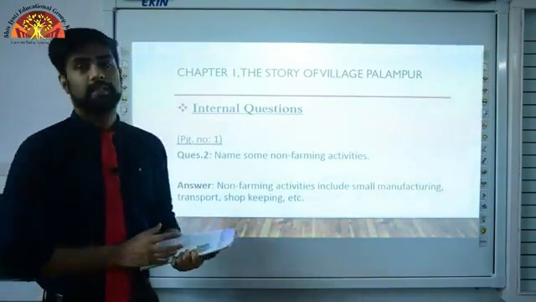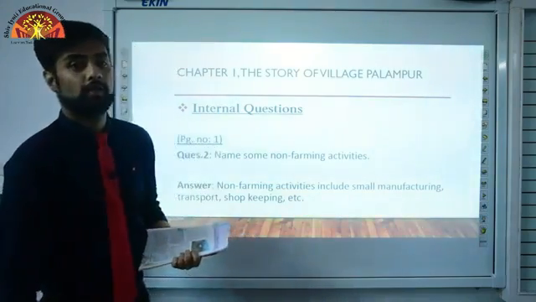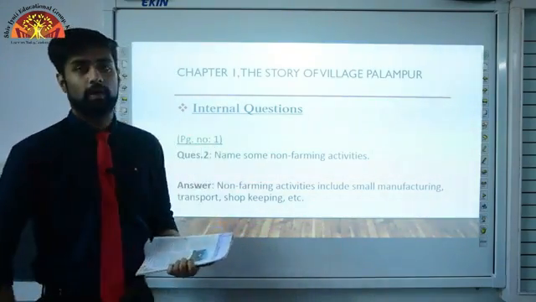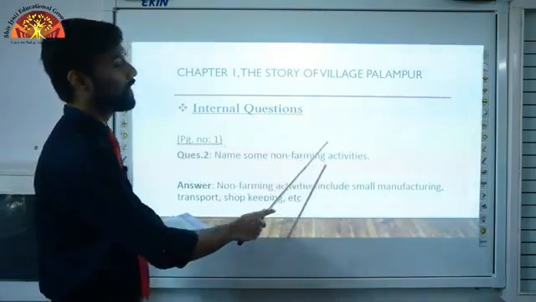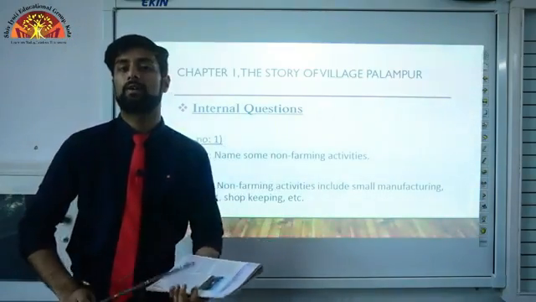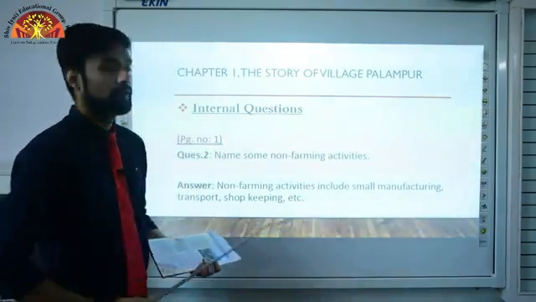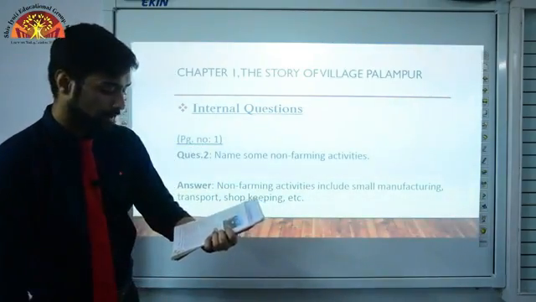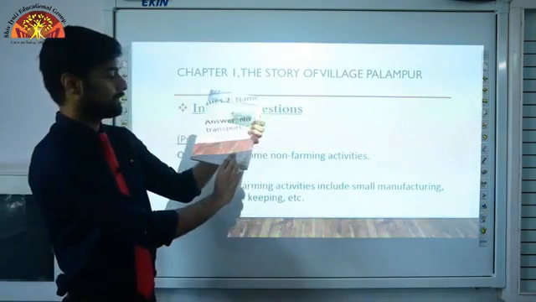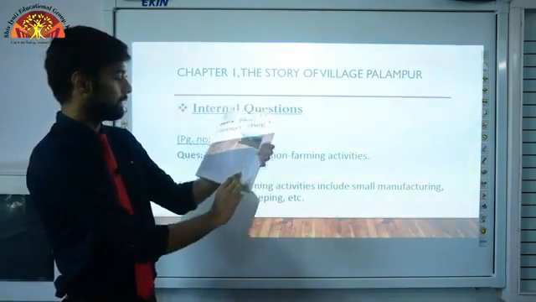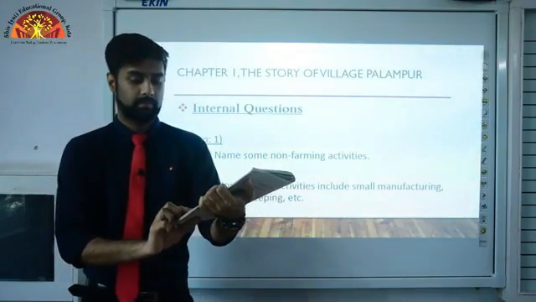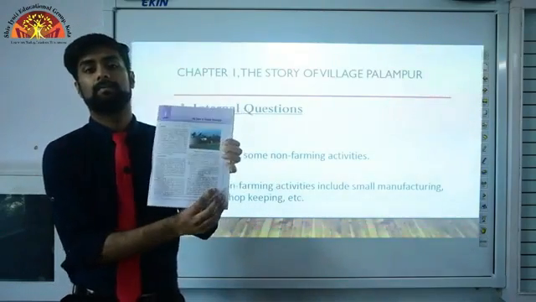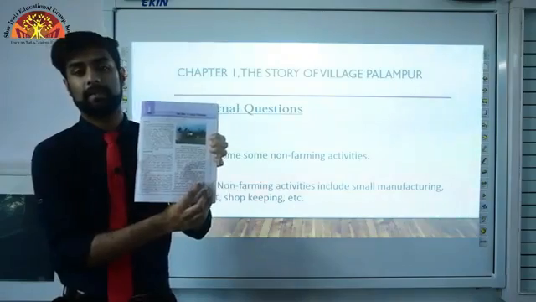Now, the second internal question of this chapter, you will find it on page number 1. Okay, what is the second question? The second question is asking you to name some non-farming activities, means activities which are not related to farming, right? So, you will mark the answer on page number 1 only. Come to the last paragraph, okay? Come to the last paragraph, 1, 2, 3, 4, 5, 6, mark the answer on the 5th line of this paragraph, okay?